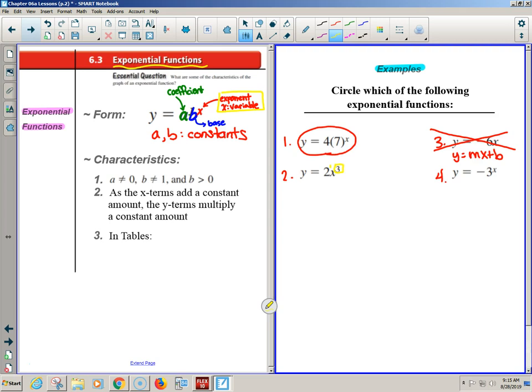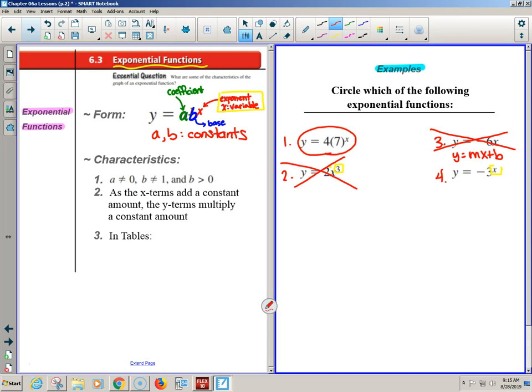So check out this one. What's true with his exponent? Oh, I just totally wrote over it. What's true with this exponent, guys? Yeah. Number 4 is my other one, not number 2. Number 2 has a constant in the exponent. That doesn't work. Number 4 has a variable.